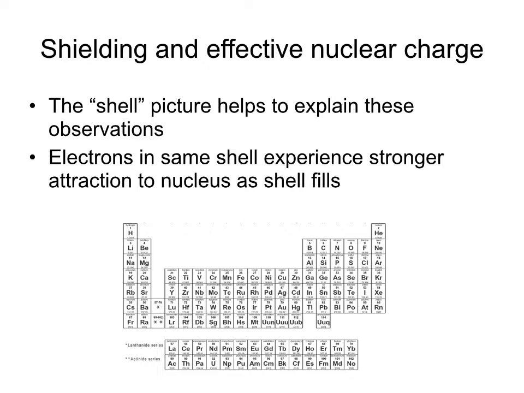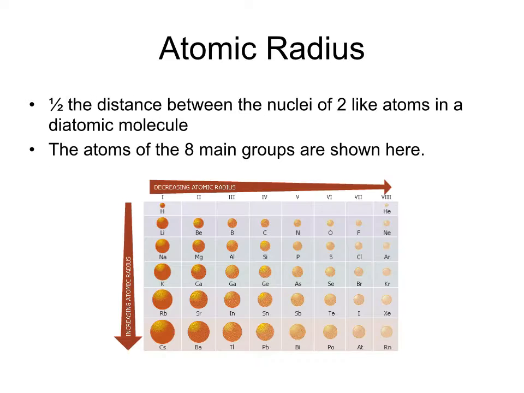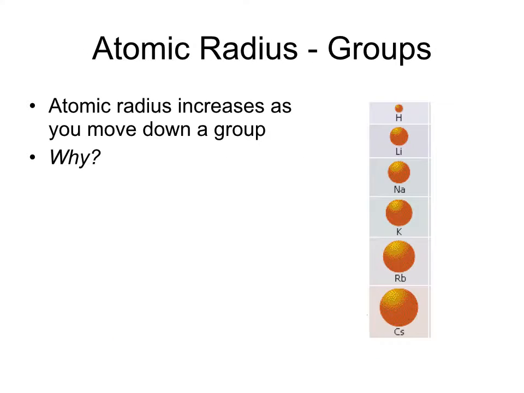So let's move on and talk about some of these periodic trends and how they relate to effective nuclear charge. The first one is the atomic radius. The definition of atomic radius is half the distance between the nuclei of two like atoms in a diatomic molecule. What you can see with atomic radius is that it basically decreases as you move across a period and increases as you move down a group. Now, how would you explain this as it relates to effective nuclear charge?